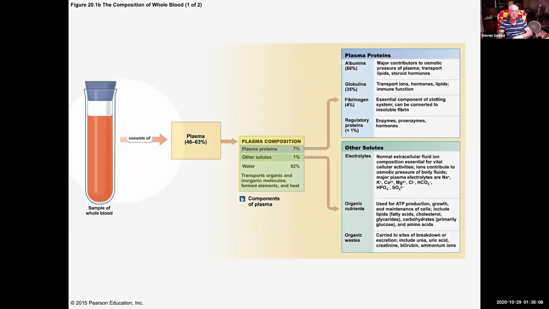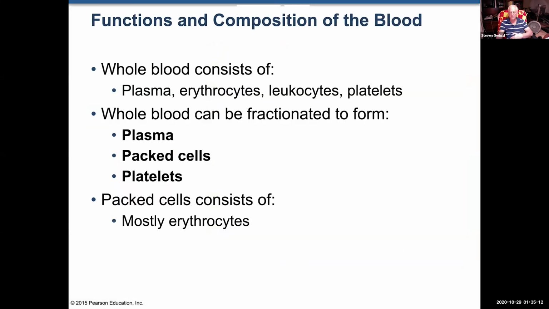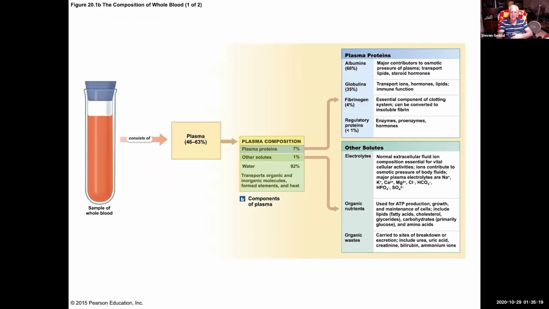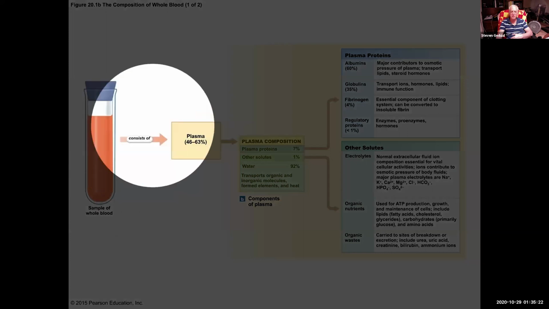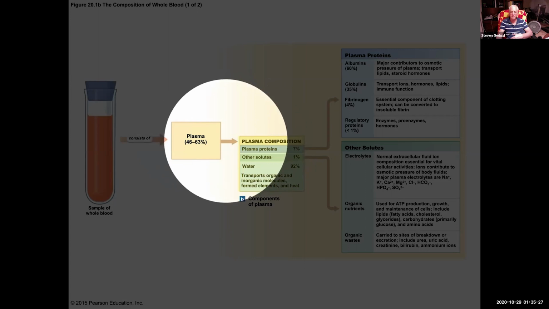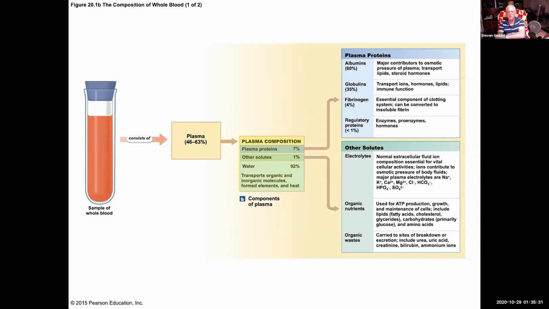All right, so here's your whole blood, which is everything. It's broken into plasma. Plasma is roughly 50%, 46 to 63% of your blood is plasma. Your plasma composition is your plasma proteins, your solutes, and water. Plasma is mostly water, 92%. Other solutes are 1%, plasma proteins are 7%.